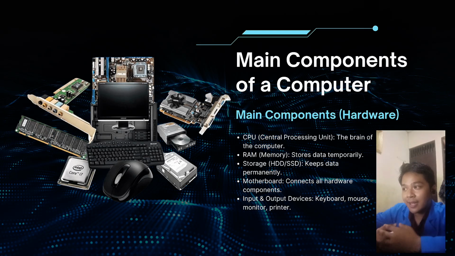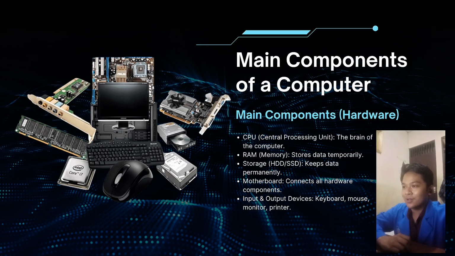And then we have storage devices like a hard drive or SSD to keep data permanently. RAM only stores temporarily, but the storage device can save the data permanently. And the main part is the motherboard, to connect all these components together. And finally, we have input and output devices such as the keyboard, mouse, monitor, and printer.